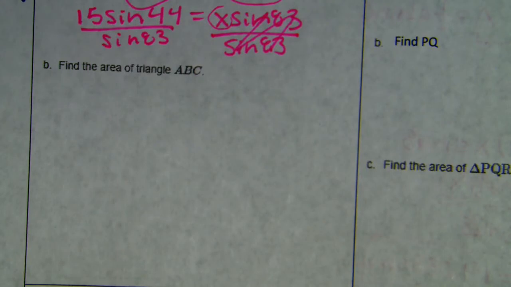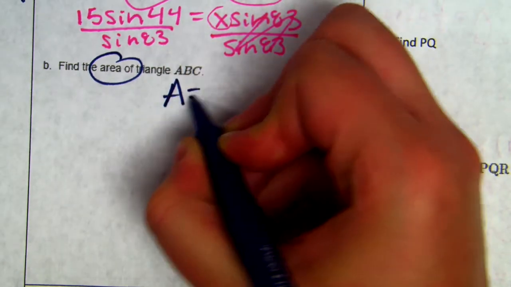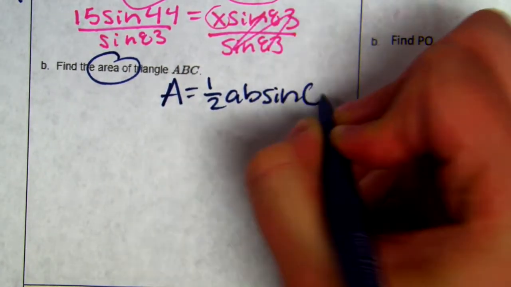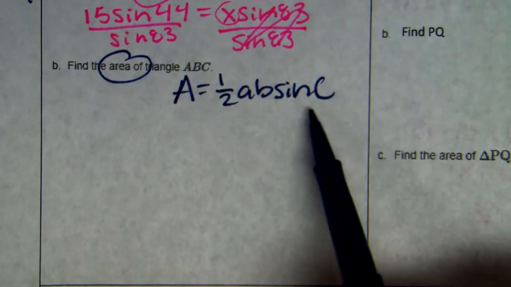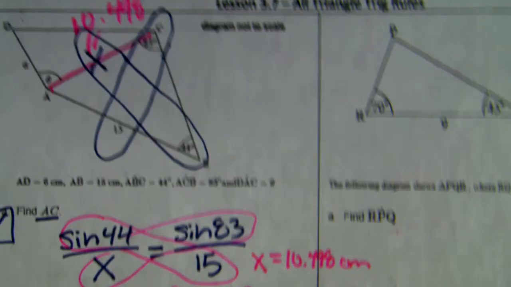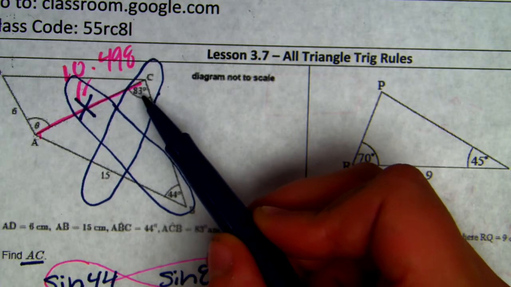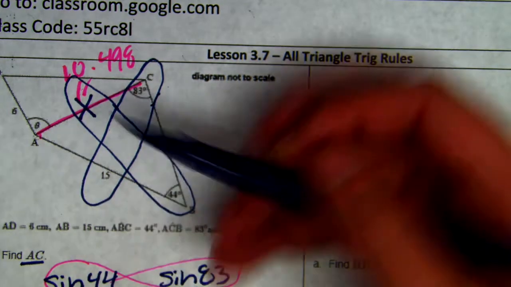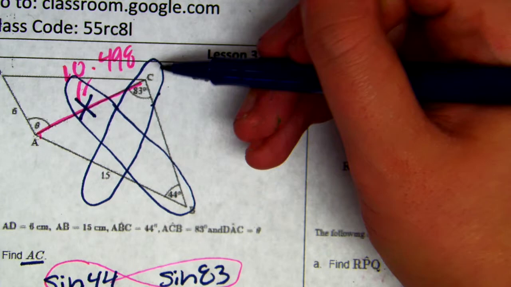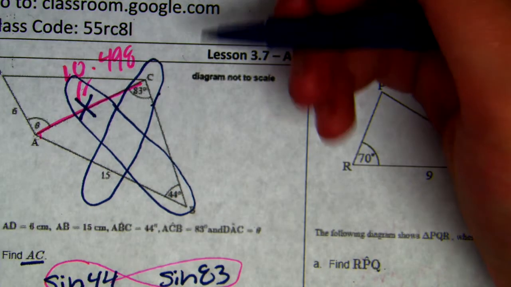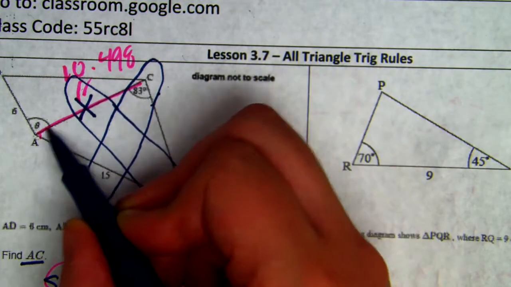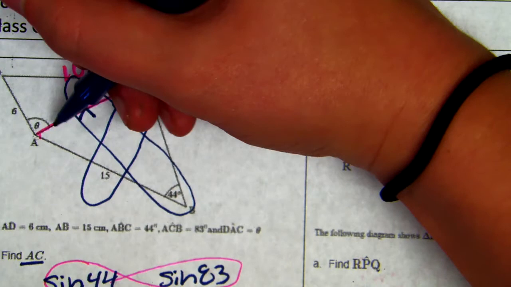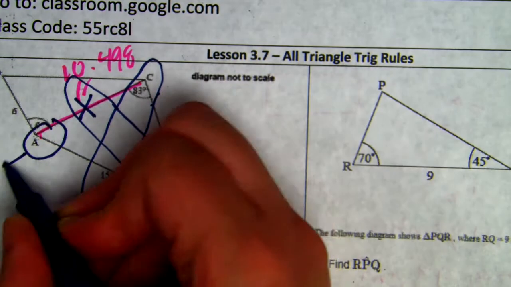Looking to part B, it says find the area of triangle ABC. So area, reminder that the formula from the front side is 1/2 AB sine C. The most important thing here is to know that angle C has to be between sides A and B. I see I have an angle here, but I don't know this far side over here, so that's not a good angle to use. I know this side, 10.498, side AC, and side AB is 15. So this is an angle I would want to find.